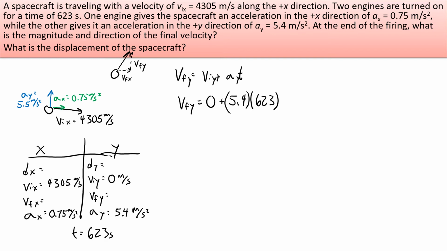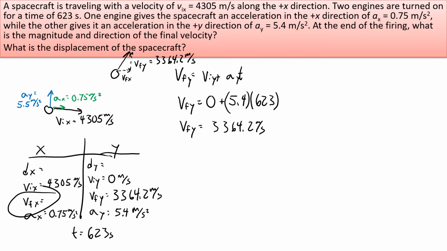So at the end of this acceleration, your final velocity in the y direction is 3,364.2 meters per second. That's over here, 3,364.2. And over here, 3,364.2 meters per second. So now we can find the final velocity in the x direction very similarly using this equation.